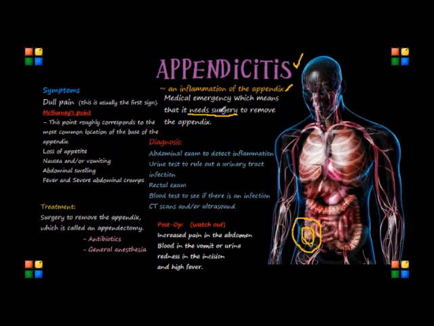Now, let's look at the symptoms of appendicitis. Dull pain near the navel or upper abdomen that becomes sharp as it moves to the lower right of the abdomen is usually the first sign, okay?